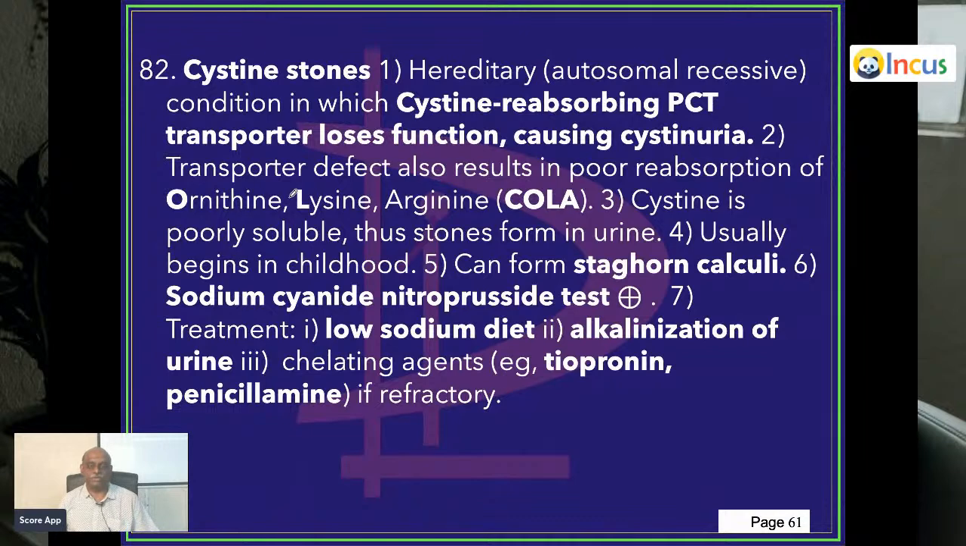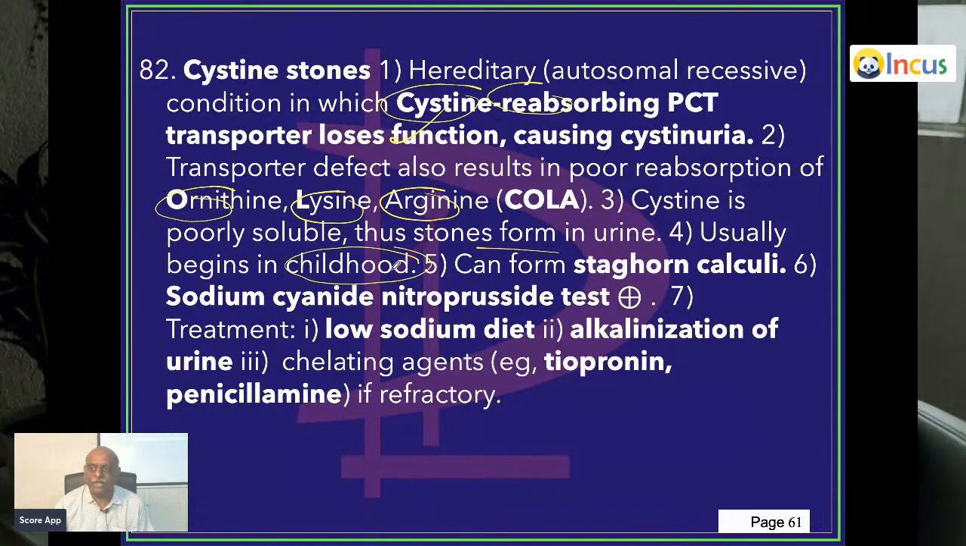Coming to cystine stones. Cystinuria is a hereditary autosomal recessive condition wherein, in the proximal convoluted tubule, the cystine reabsorbing transporter has lost its function. It is not only cystine; along with the cystine, COLA. C for cystine, O for ornithine, L for lysine, A for arginine, COLA. Ornithine, lysine, arginine, cystine, all the four are lost, which is typically seen in cystinuria. And cystine is poorly soluble, forming the stone.